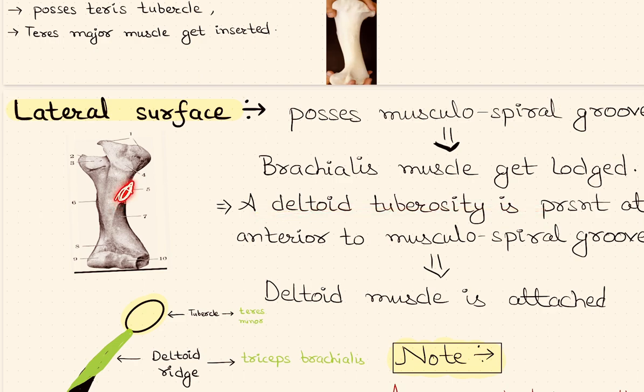So if this is the deltoid tuberosity, which surface would it be? It would be the lateral surface. Now this deltoid tuberosity is present anterior to the musculospiral groove. This is the anterior region. How is this the anterior region? Because here is the coronoid fossa. So this is the musculospiral groove, and anterior to this musculospiral groove we have the deltoid tuberosity.